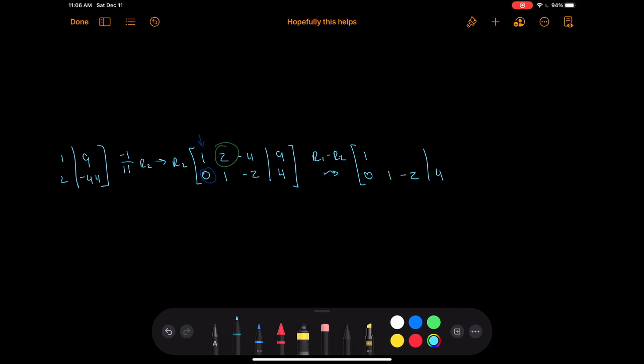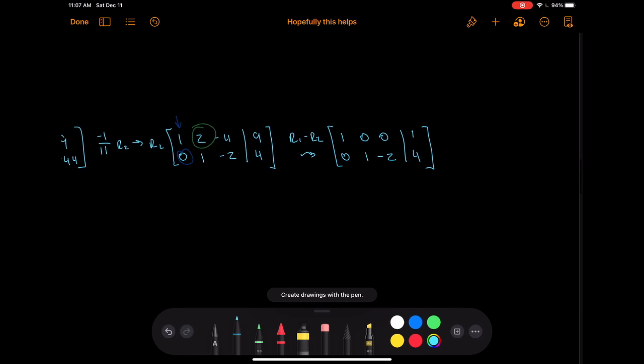so 1 minus 0 is just 0. Then we have 2 minus 2, which would be 0. And then we have negative 4 minus negative 2 times 2, which would be negative 4 plus 4, and that would just be 0, which is kind of neat. And then lastly, we will have 9 minus 4 times negative 2, and so that should be 9 minus 8, which is 1. And so here is our row reduced echelon form.